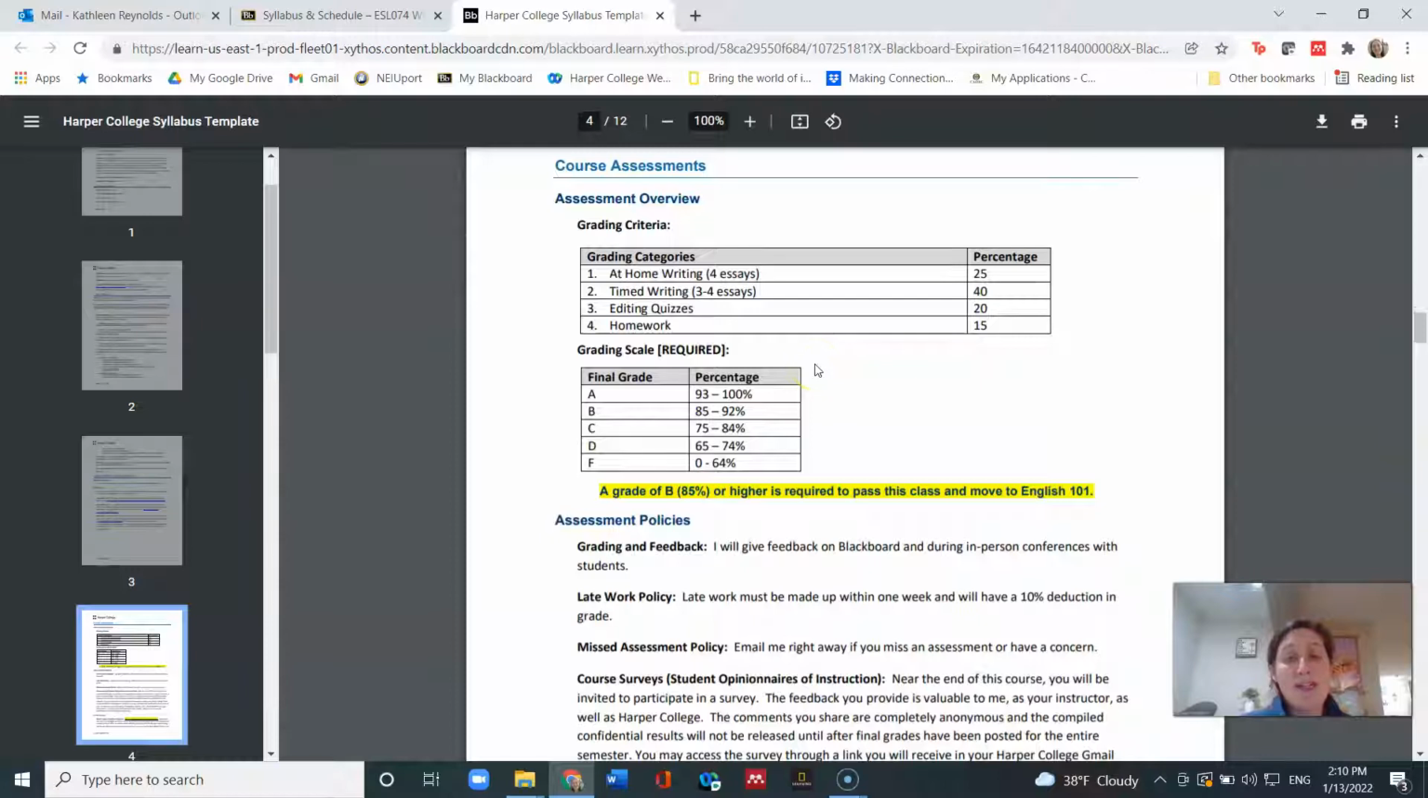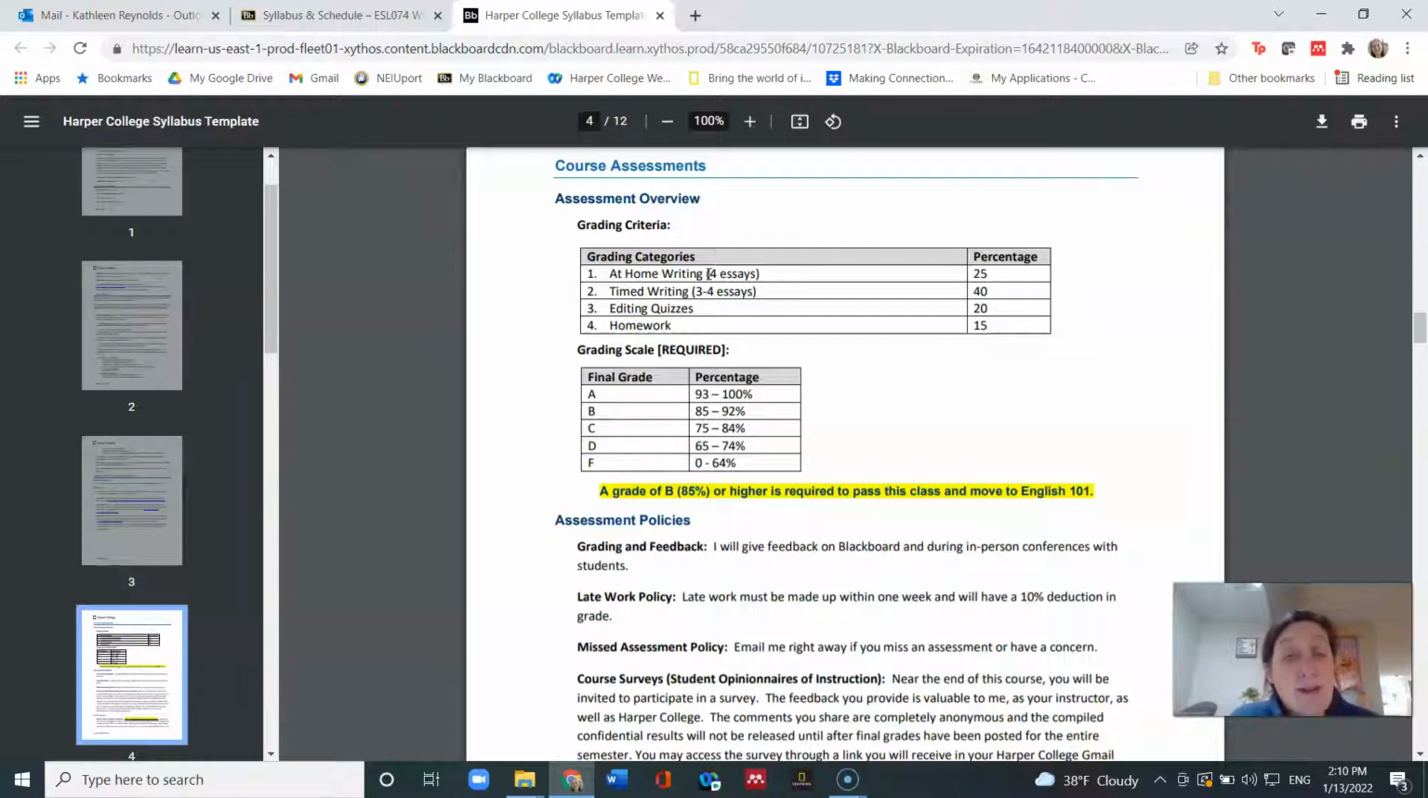Our class will be graded in the following 4 criteria. At-home writing is writing that we do in several drafts with feedback and conferences. We will write 4 essays, and each one takes about 2 to 3 weeks, I guess.